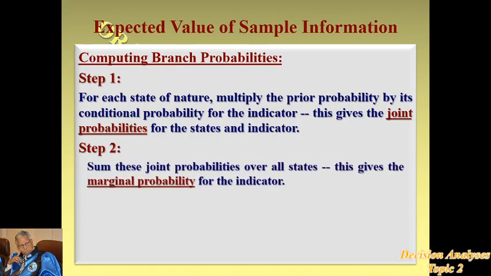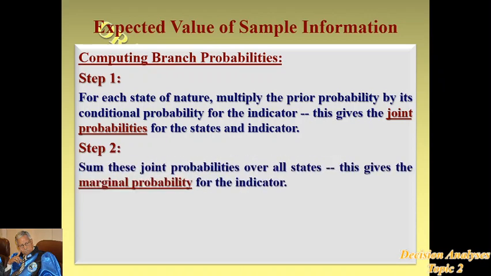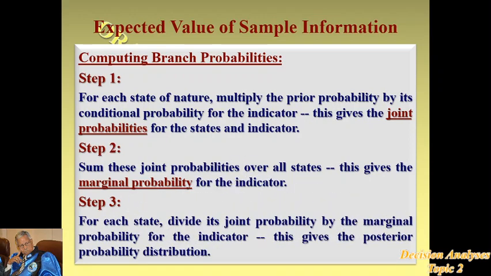Step number 2, sum these joint probabilities over all states of nature. This will give us the marginal probabilities for the indicator. Step number 3, for each state, divide its joint probability by the marginal probability of the indicator. This gives us the posterior probability distribution.